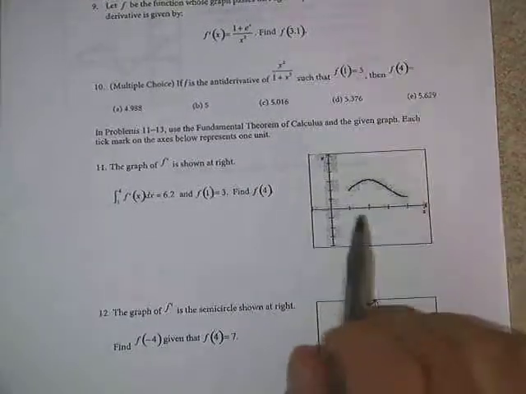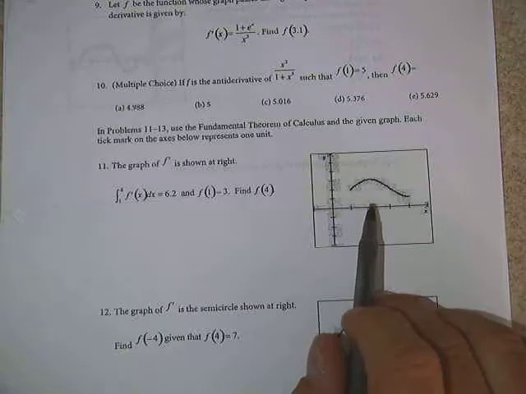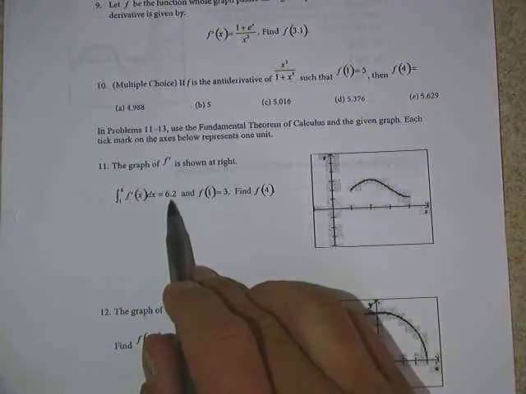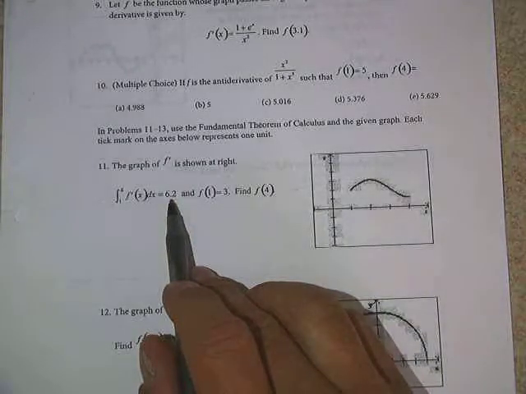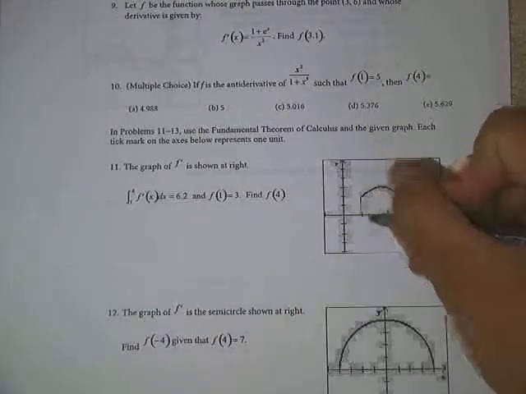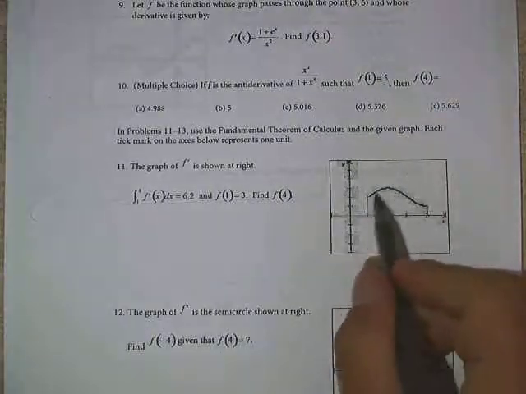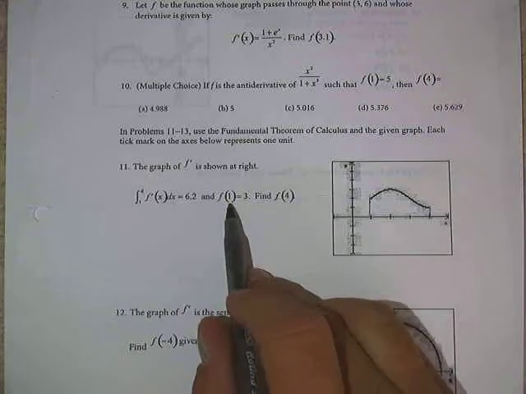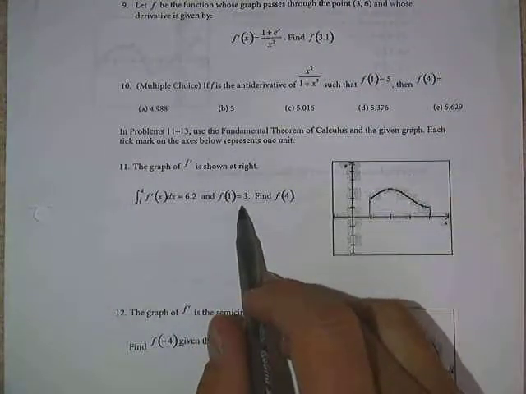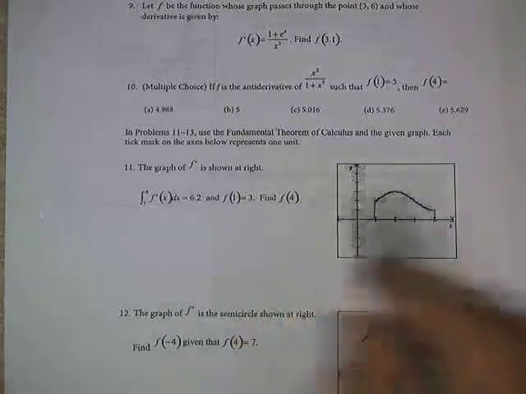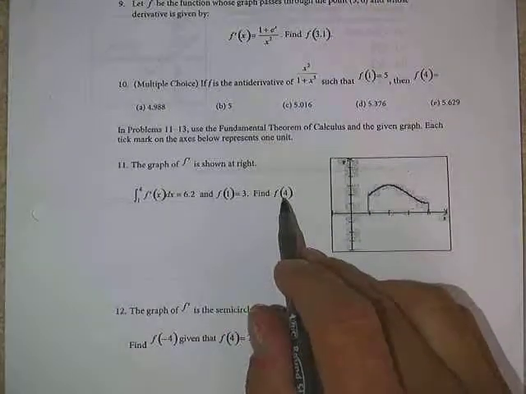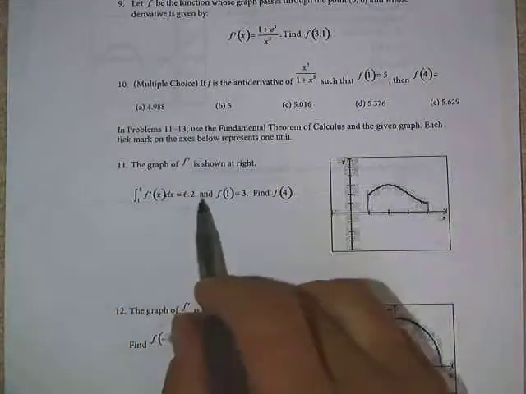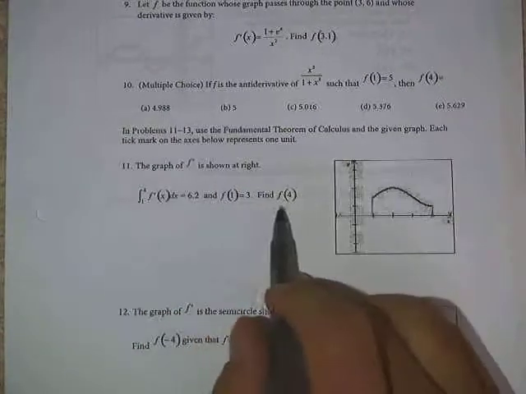Alright, and let's take a look at the next group here, the 11 through 13 group. It says the graph of the derivative is shown here. So we have a graph of the derivative. Okay, we know that the area from 1 to 4 is 6.2. So that area under this curve right here is 6.2. We know that the initial value at 1 is 3, f of 1 equals 3. And our question is, what's the answer to f of 4?